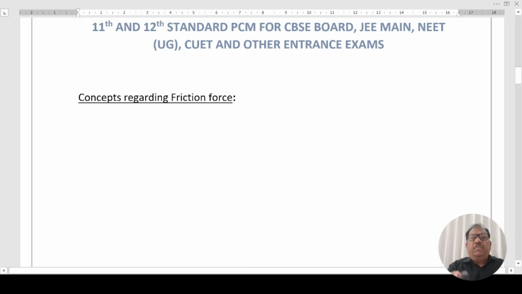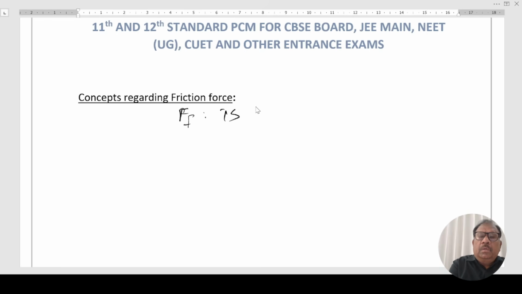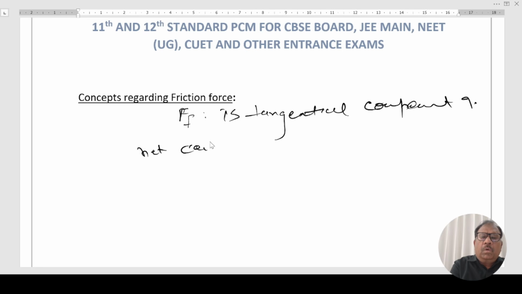Concept is regarding friction force. Friction force, FL, FF, is the tangential component of net contact force acting between two bodies.